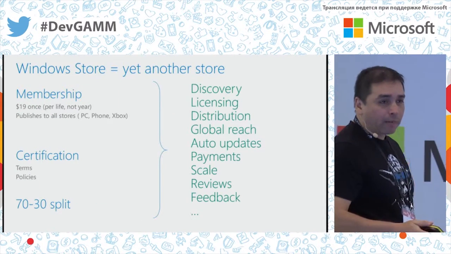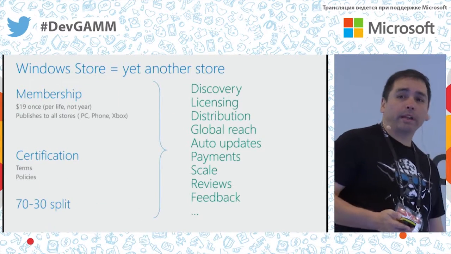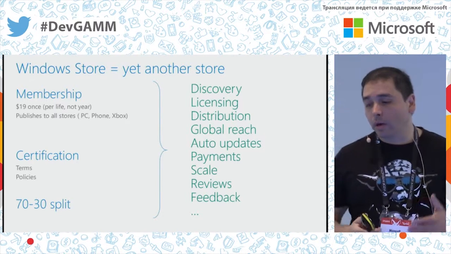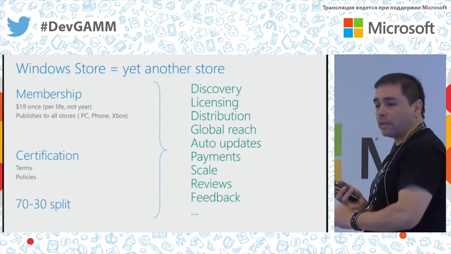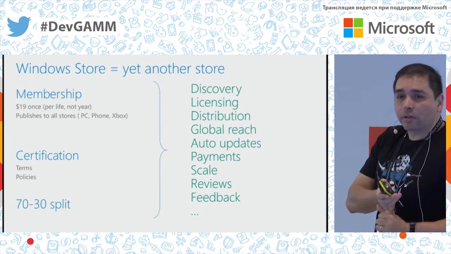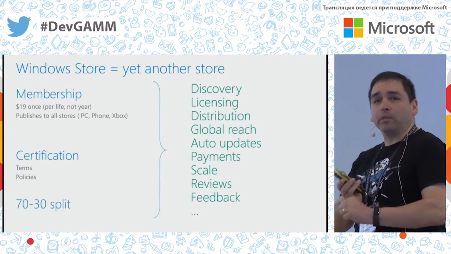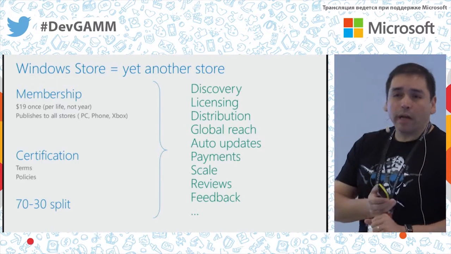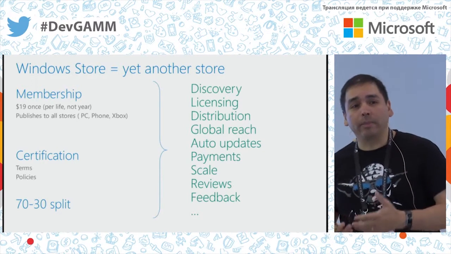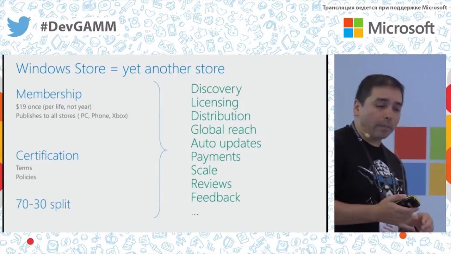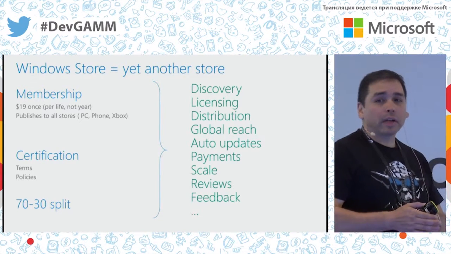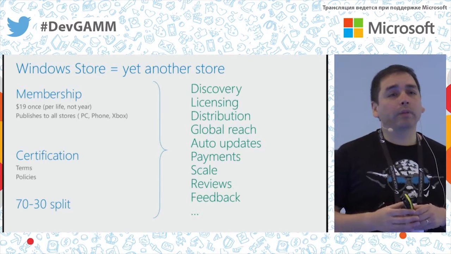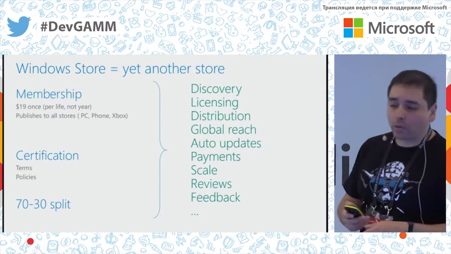Now, what do you get in return for participating in our program and in our store? Well, you get lots of discovery. As you heard yesterday and today, there are 300 million users that come to our store all the time. They're looking for games and apps, and they'll be able to find your game and install it from the store. So you get discovery, you get licensing, you get distribution. You don't have to worry about people downloading the game from your website. They can download it from our store.